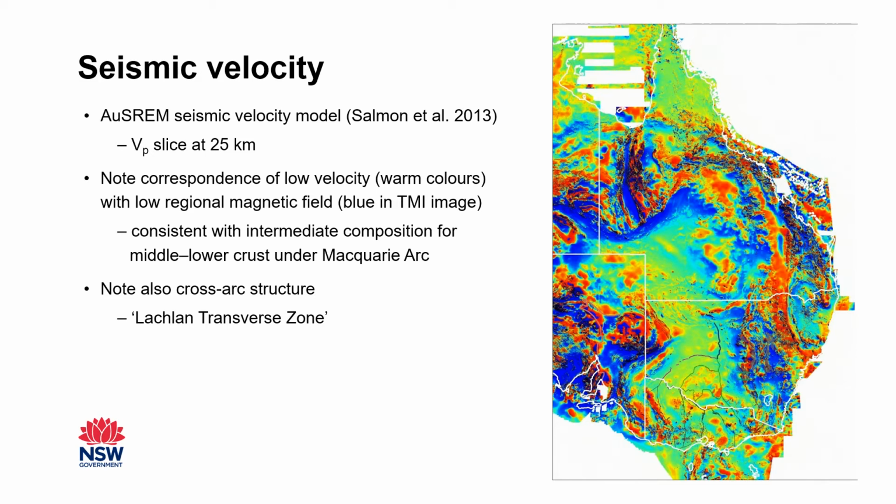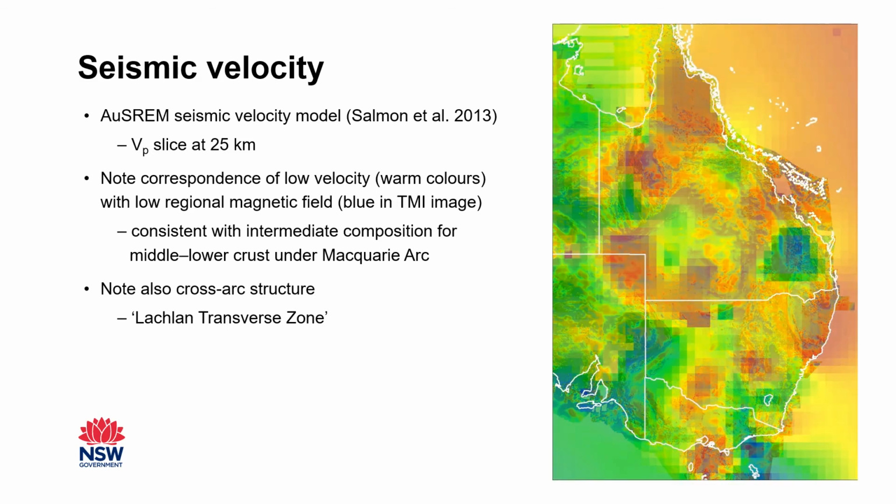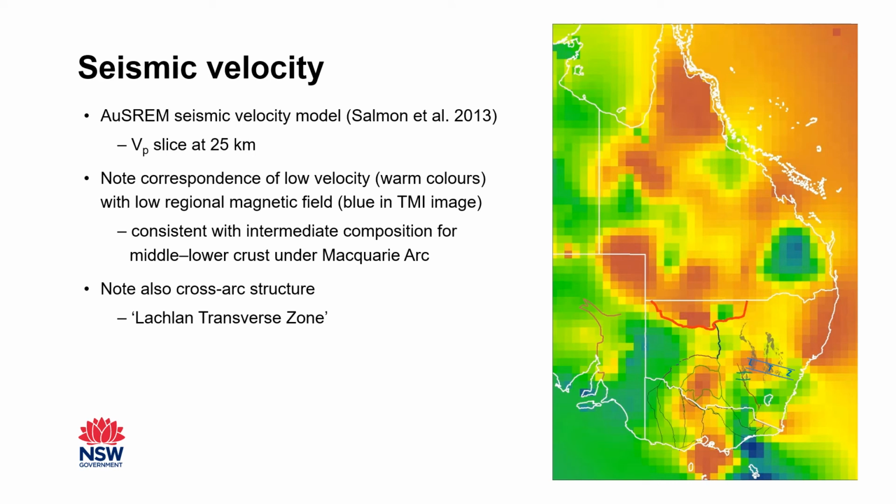We'll fade in the 25 km depth slice, and you should note how the low regional magnetic field corresponds to an area of low velocity marked by warm colours in the seismic image. Note also the transverse structure corresponding to the Lachlan transverse zone, which hosts the porphyry copper systems in the arc.